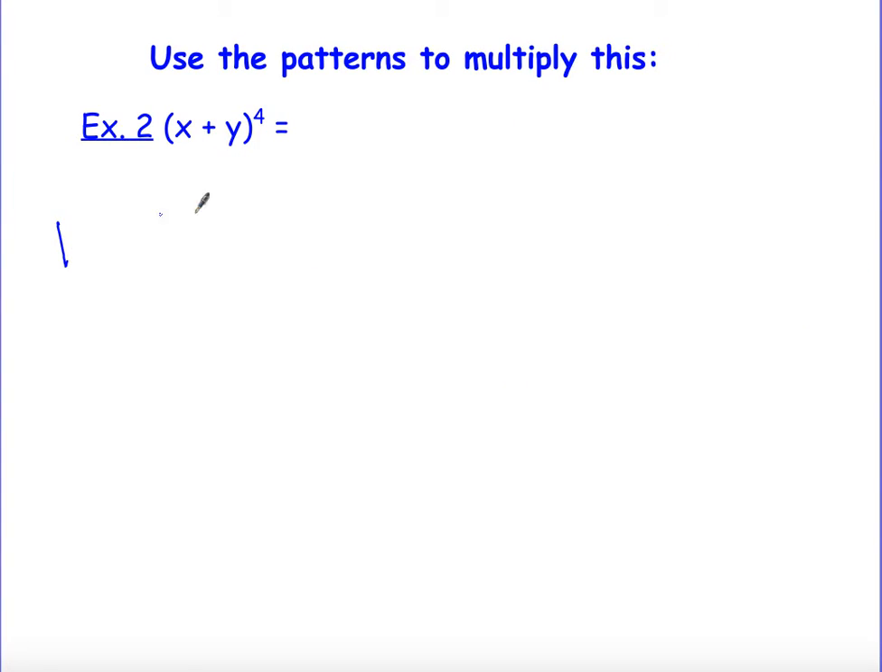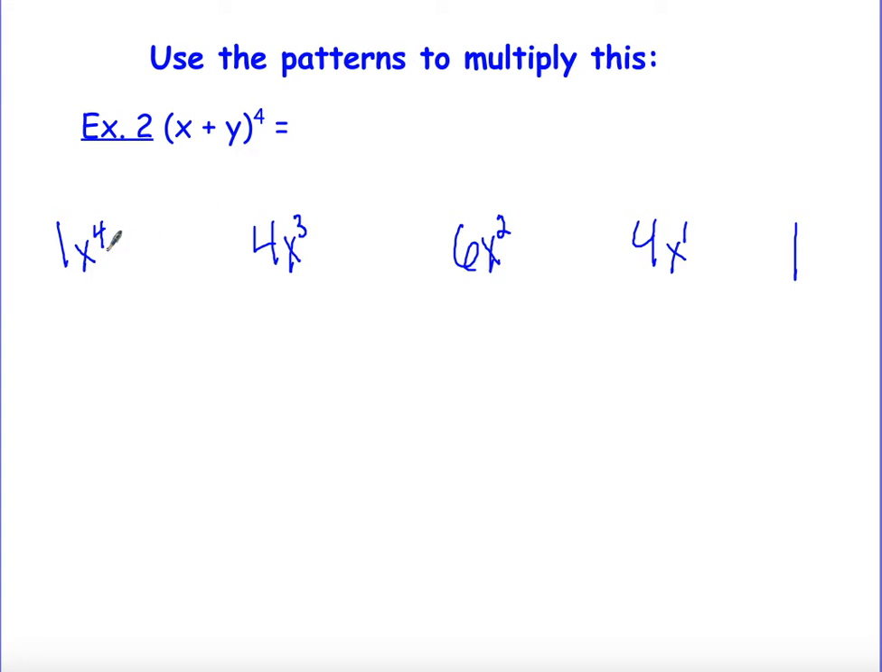So we're going to have 1, 4, 6, 4, and 1. So it's x to the 4th. Remember, we go decreasing exponents for the x for the first term. So this is x to the 4th, x to the 3rd, x to the 2nd, x to the 1st, x to the 0, which is just 1.